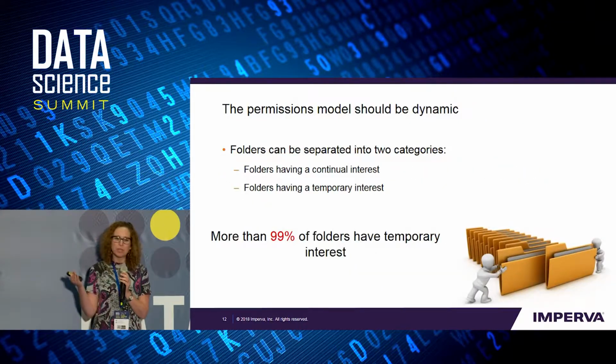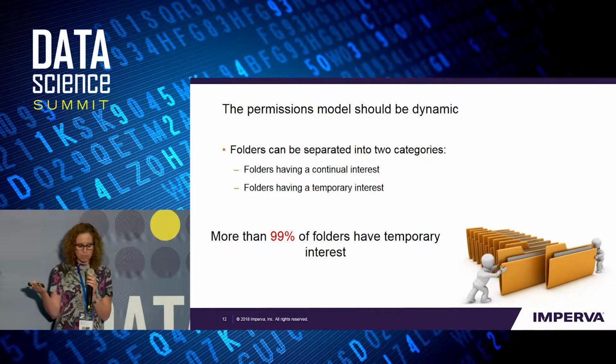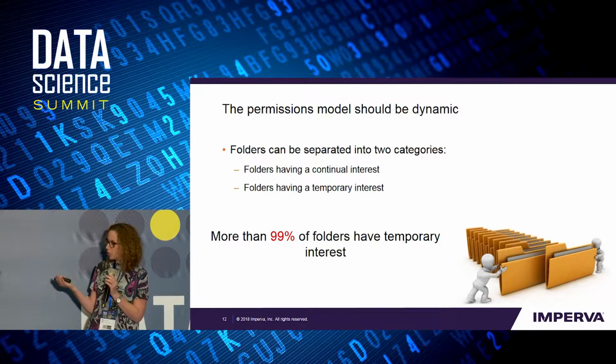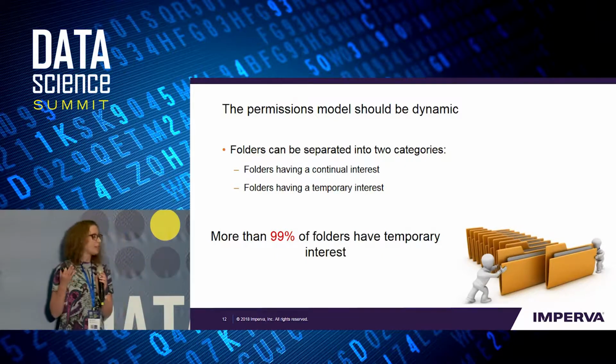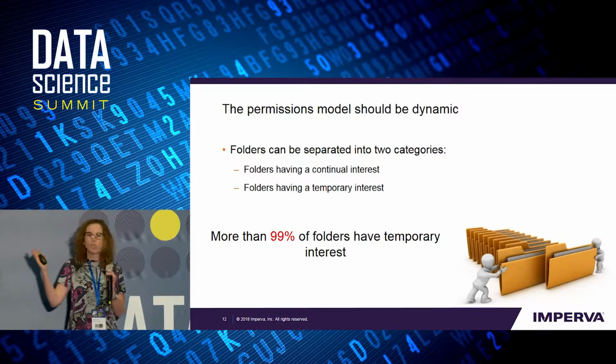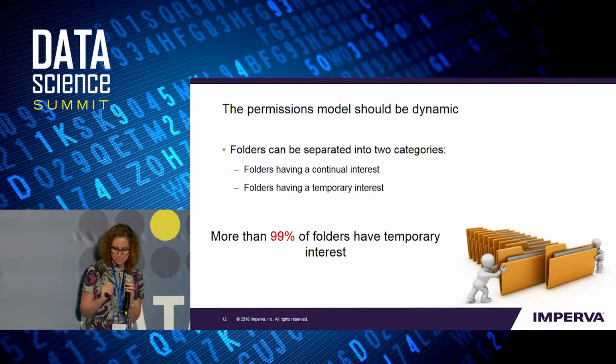Another interesting phenomenon we learned during our research is the fact that we can divide the folders in the organization into two categories. The first category is folders of continual interest. These are folders that we see users access from time to time and constantly. The second category is folders of temporary interest. These are folders that are created and then accessed for a day, for 2 days, for a week, even for a month. But after that they are just forgotten and vanish in the file servers of the organization.